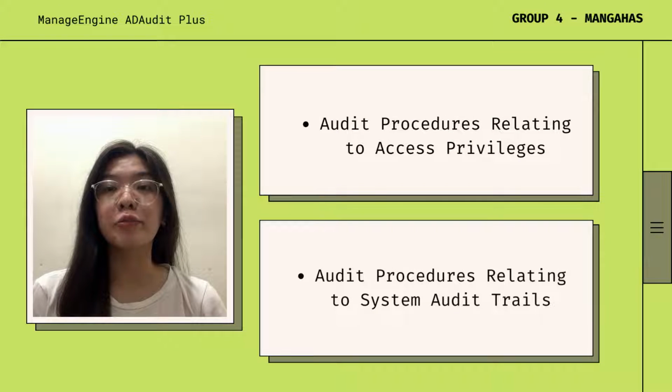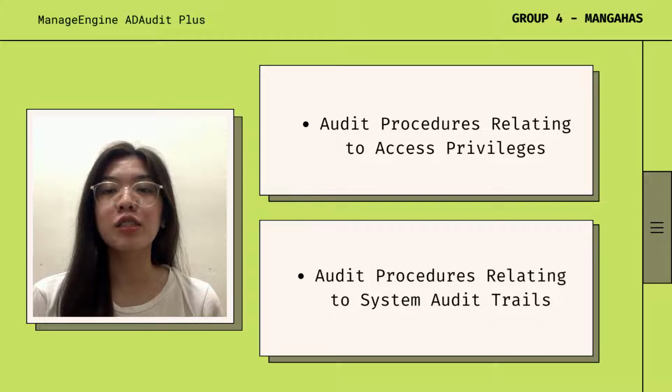Audit procedures when it comes to operating system. Since it is our objective to protect the organization's IT department, the auditors can perform audit procedures relating to access privileges and audit procedures relating to system audit trails, which is na-discuss sa Chapter 3.